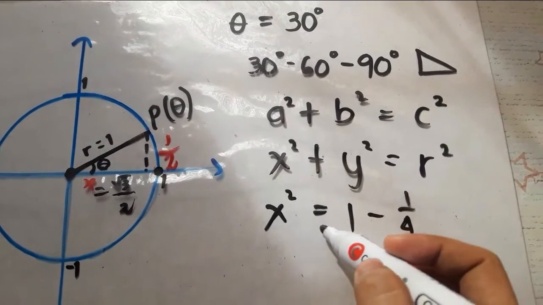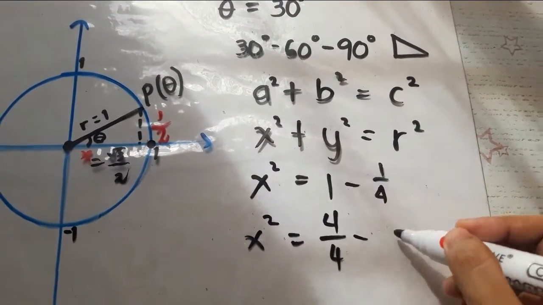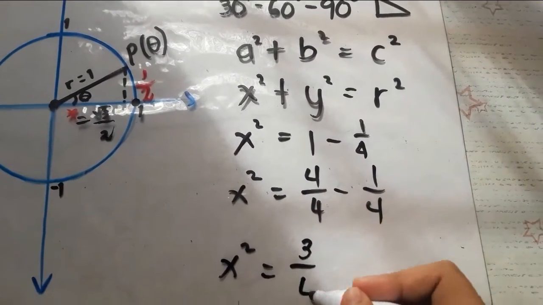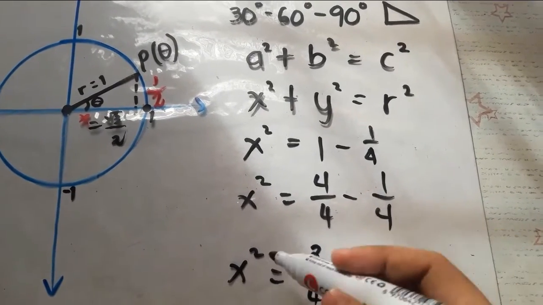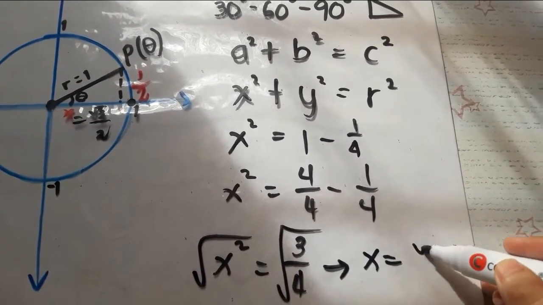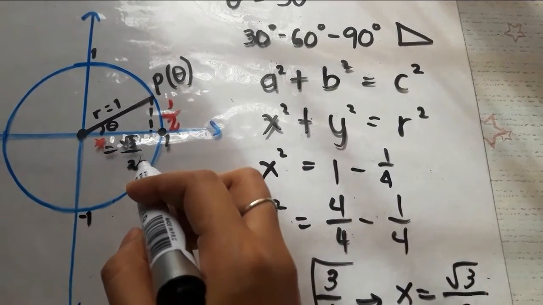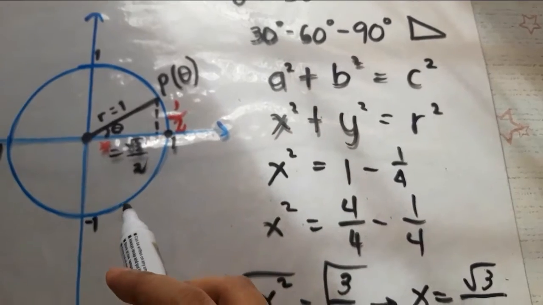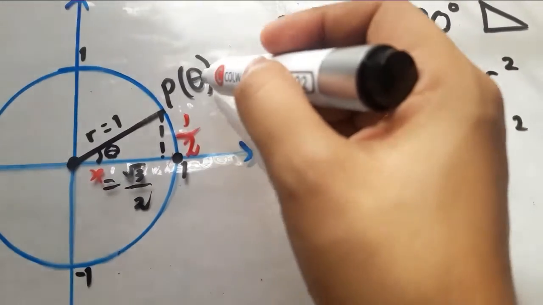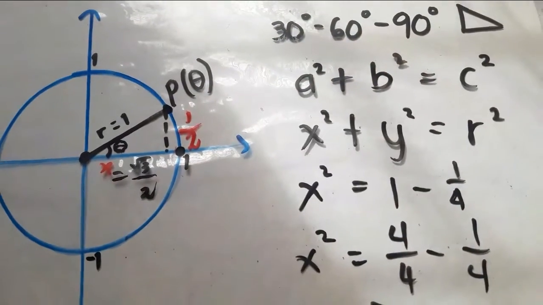Now what we'll have to do is to compute for this side, which is x. So we have here x squared equals 1 minus 1/4. We rewrite 1 as 4 over 4 minus 1/4. Then x squared equals 4 minus 1, that is 3 over 4. To find the value of x, we have to extract the square root of each side. So x is equal to the square root of 3 over square root of 4, which is 2. Therefore, x is equal to square root of 3 over 2. Y is 1/2. Again, r is equal to 1 because it's a unit circle. Therefore, the coordinates of P of theta, or the point here, is square root of 3 over 2 and 1/2.